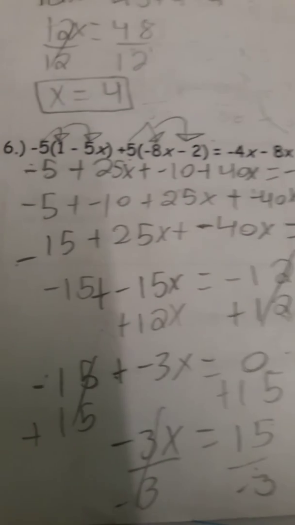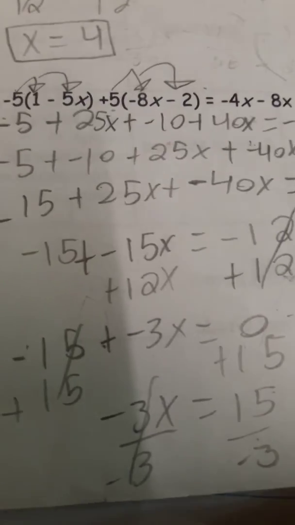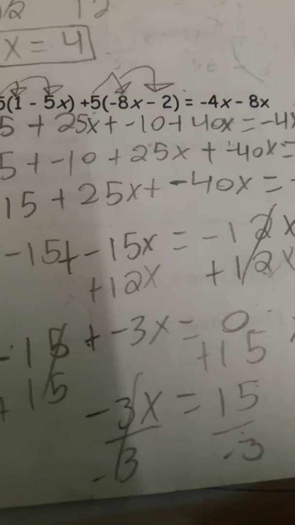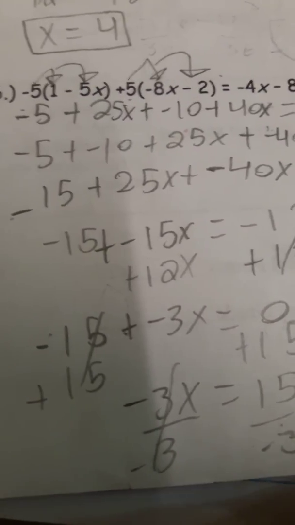Then we do negative 5 plus negative 10 equals negative 15. And then 25x plus negative 40x equals negative 15x.